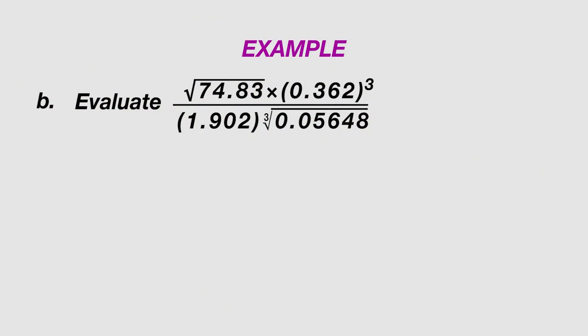The second question says, evaluate the square root of 74.83 times 0.362 raised to the power 3, divided by 1.902 times the cube root of 0.05648.